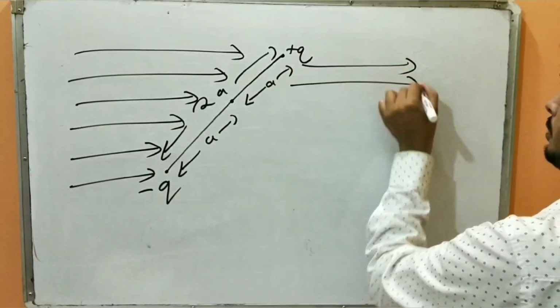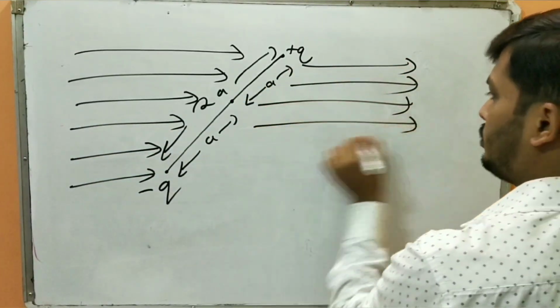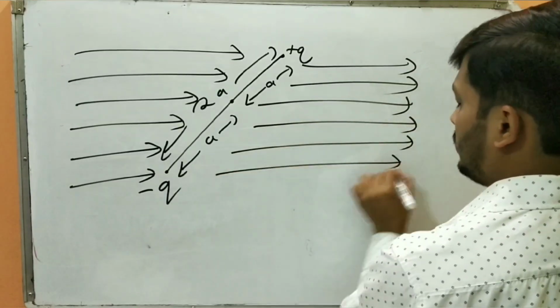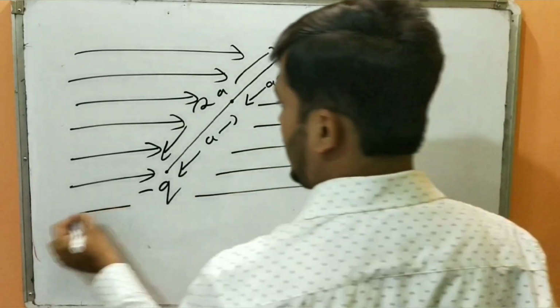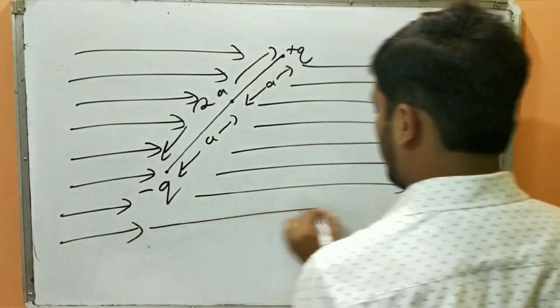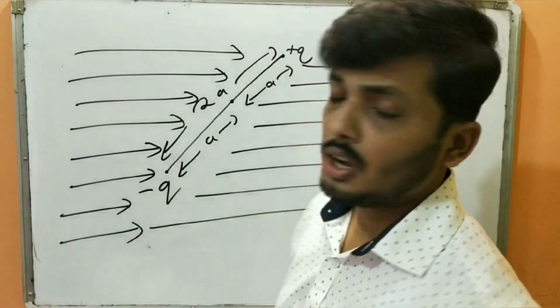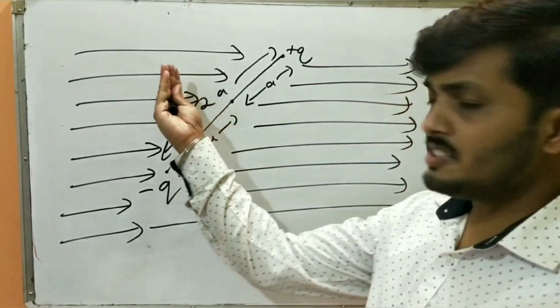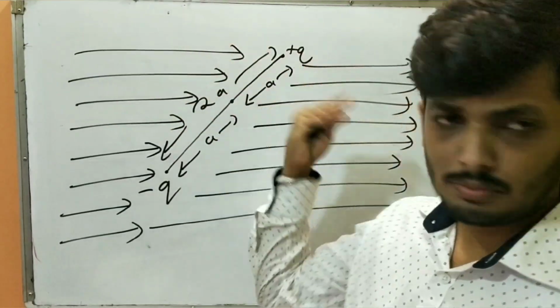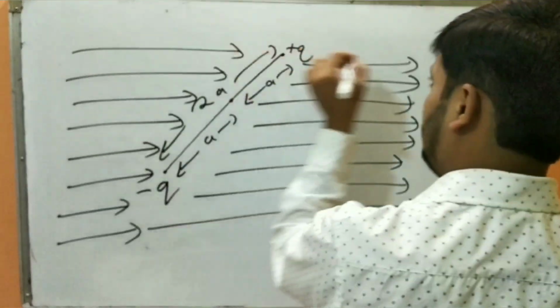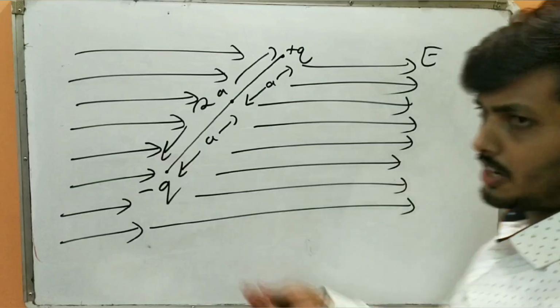I'll show it a little bit. So you can imagine this, okay? There is a dipole which is placed in an external electric field. Now students, what will happen? This electric field will exert force on this dipole in this direction.